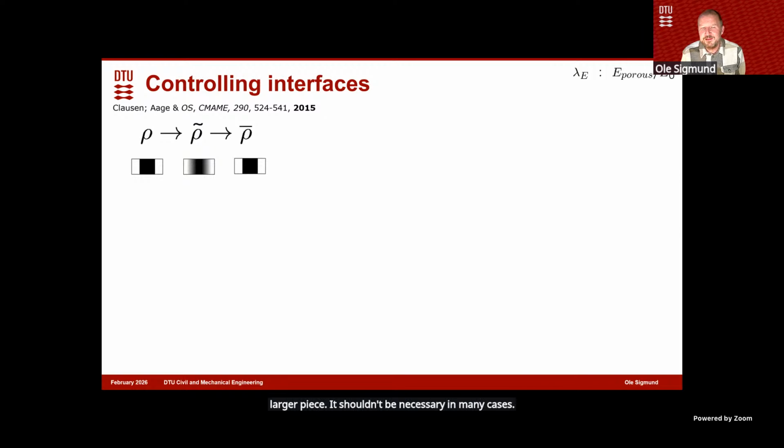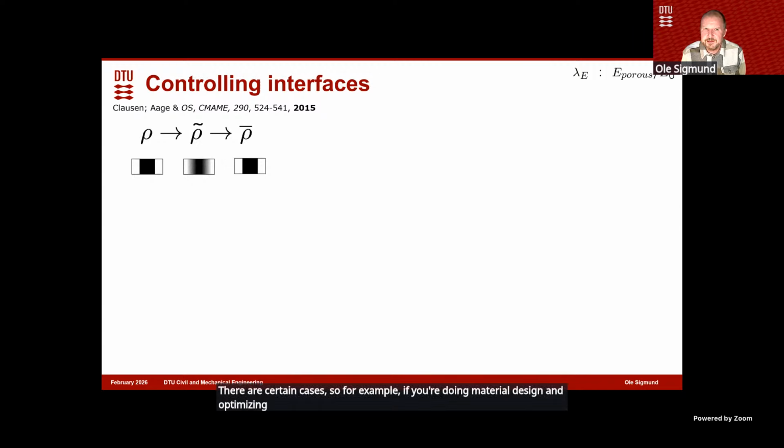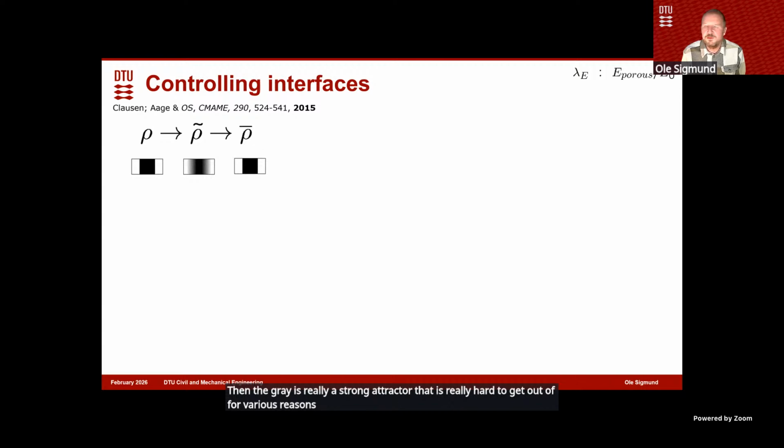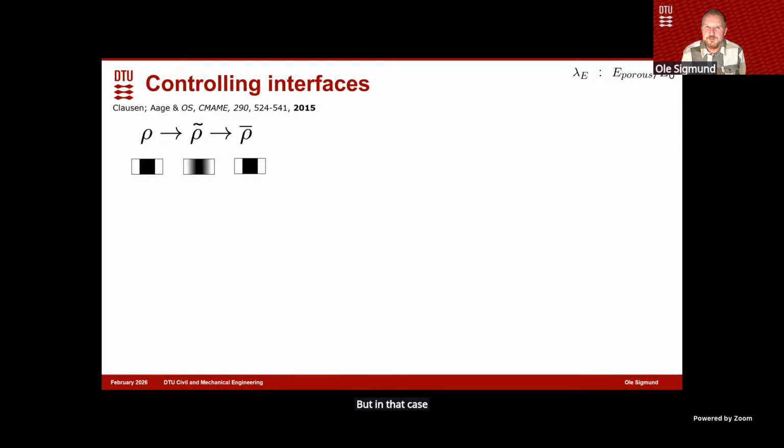There are certain cases. So, for example, if you're doing material design and optimizing for stiffness there, then the gray is really a strong attractor that is really hard to get out of for various reasons I will not get into. But in that case, to sort of promote black and white, we sometimes use higher P. But otherwise, don't touch it if you can avoid it.